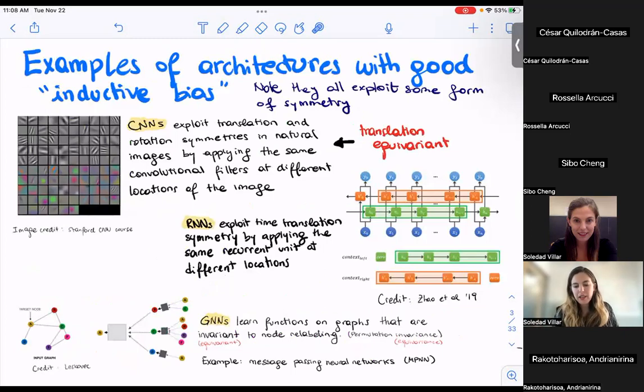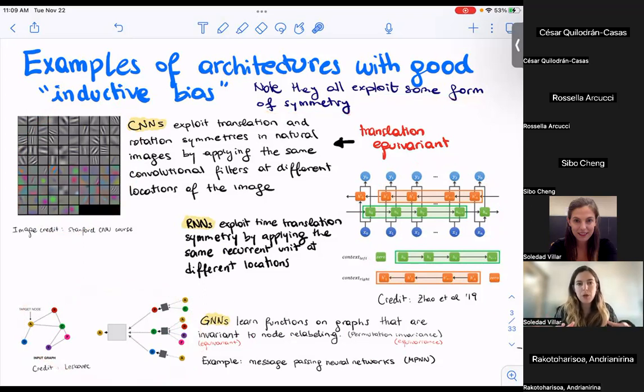And so in deep learning, there are many classes of architectures that people have found actually have the correct inductive bias and perform well in many problems, in particular convolutional neural networks. For example, recurrent neural networks were used a lot before transformers took over. And then there are graph neural networks as well. Those are the examples that I'm going to focus on as architectures that have good inductive bias. And we can note that all these architectures exploit some form of symmetry in the space.